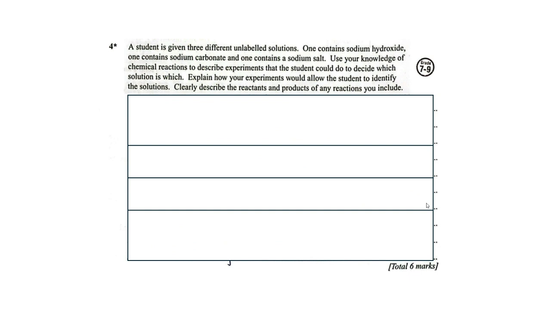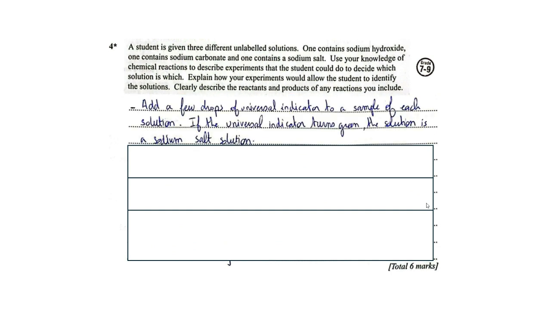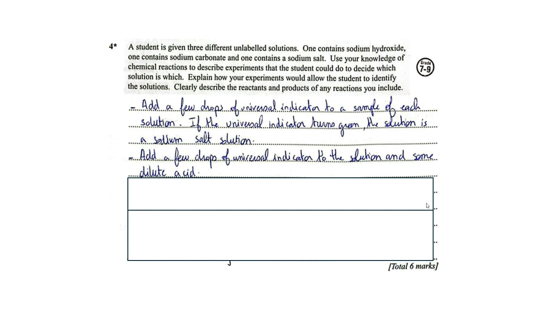The student is given 3 different unlabeled solutions. One contains sodium hydroxide, an alkali. One contains sodium carbonate, and one contains a sodium salt. Use your knowledge of chemical reactions to describe experiments that a student could do to decide which solution is which. Explain how your experiments would allow the students to identify the solutions, clearly describing the reactant and product of any reaction you include. So you could add a few drops of universal indicator to a sample of your solutions. If the universal indicator turns green, the solution is a sodium salt solution. If your solution turns blue, you have sodium hydroxide.